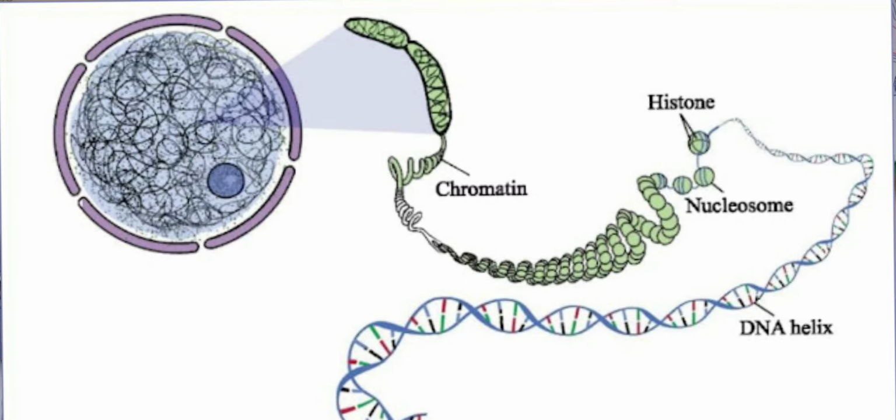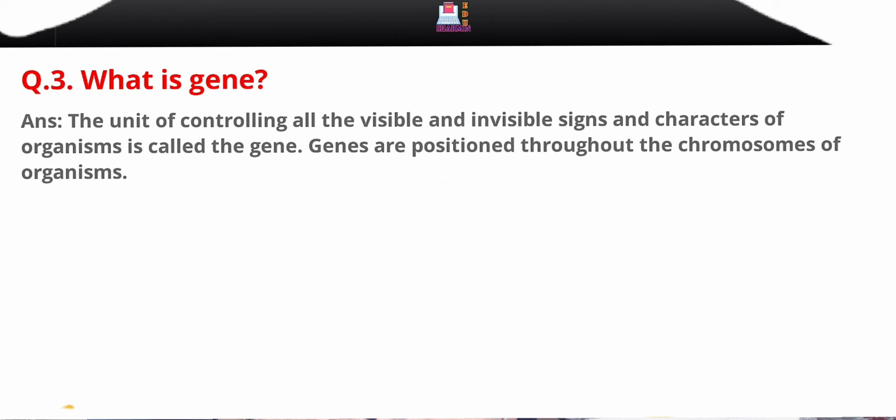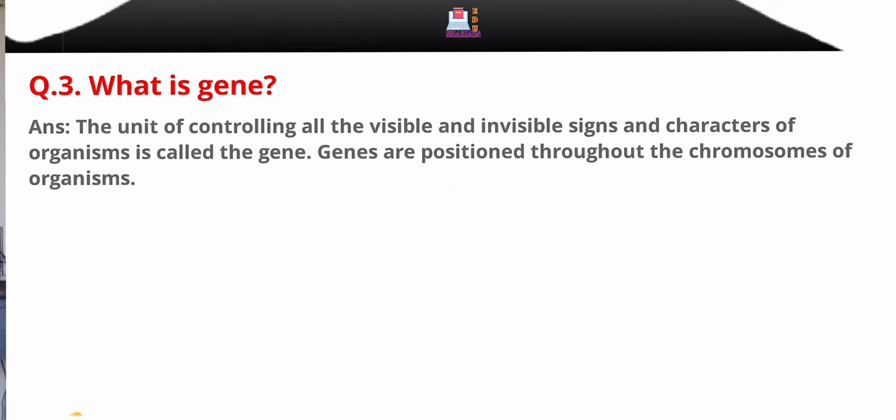All right, let's go to the next question. Question number 3: what is a gene? A gene is the unit controlling all the visible and invisible characteristics of an organism, the signs and characters of the organism. That is called a gene. And genes are positioned throughout the chromosomes of the organism.